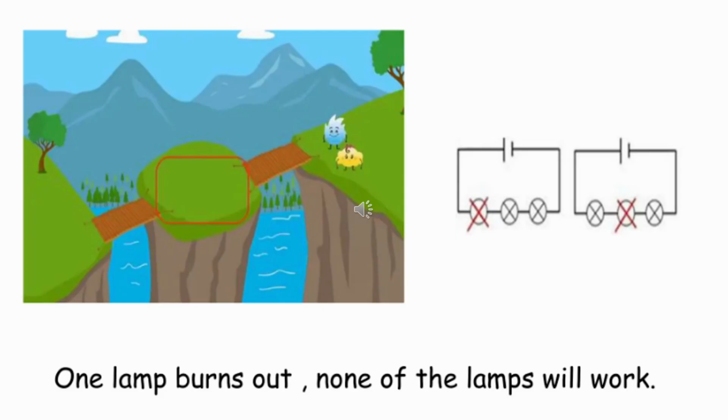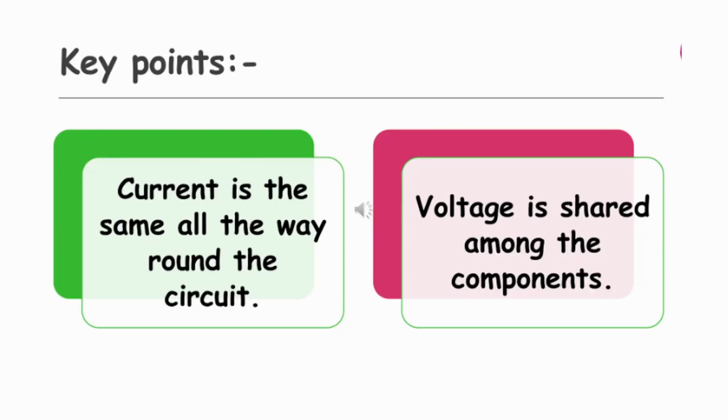Students, look at the picture in this slide clearly. For a series circuit, if any of the lamps burns out, none of the other lamps will work. So for a series circuit, there are two main key points that you should remember. Current is the same all the way around the circuit, and the voltage is shared among the components.